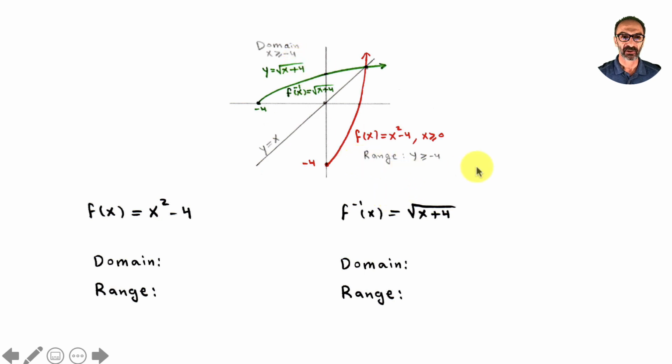And moving on, I have x to the second minus 4. We're going to restrict the domain to be x greater than or equal to 0, as you could see. Finding the domain or stating the domain of x to the second minus 4 with the restricted domain is just going to be from 0 to infinity.